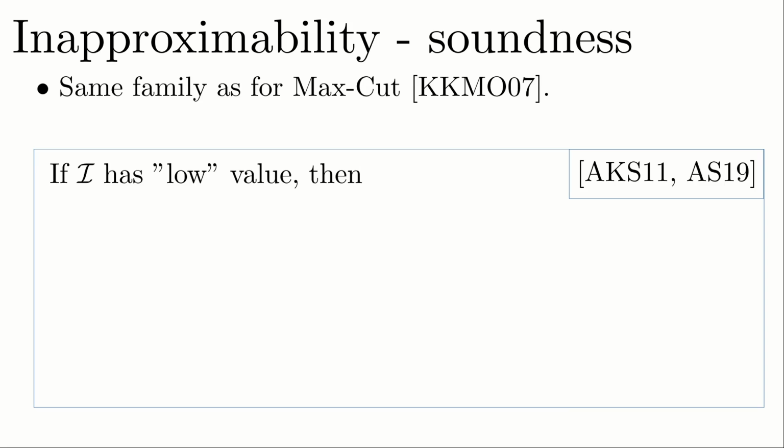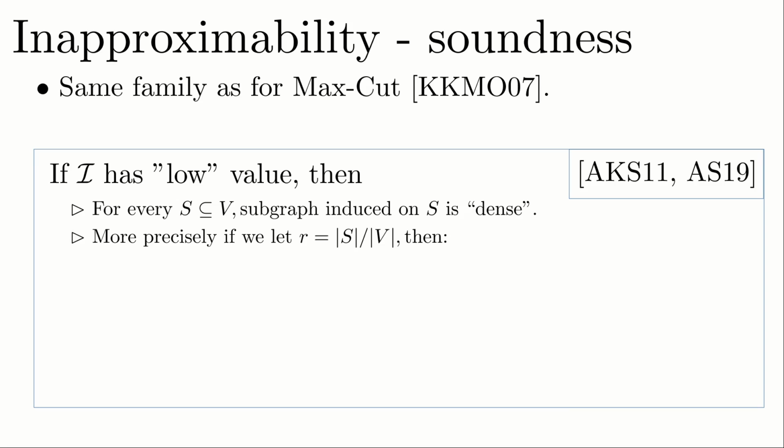In particular, if the starting unique games instance has low value, then given every vertex subset of the graph output by the reduction, the subgraph induced on this subset is dense in a certain sense. So what do I precisely mean? Well, if I let R be the fractional size of the set S, then we have the following.